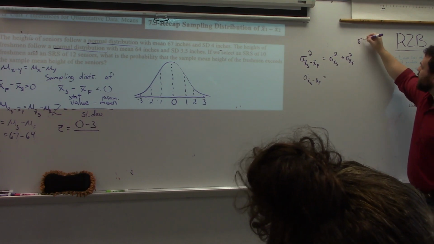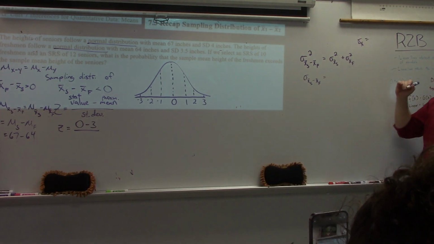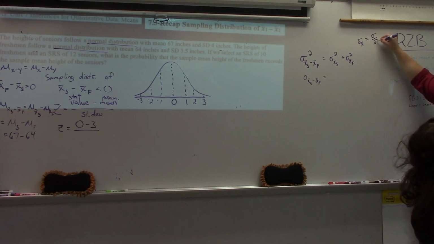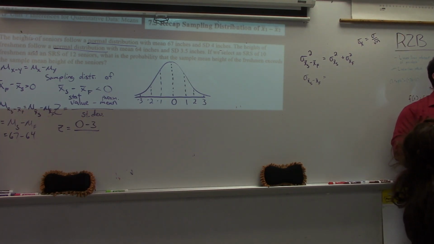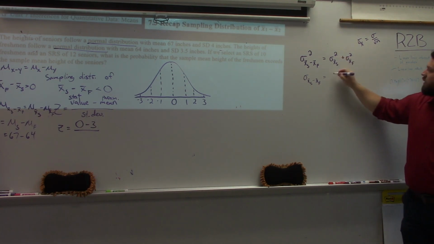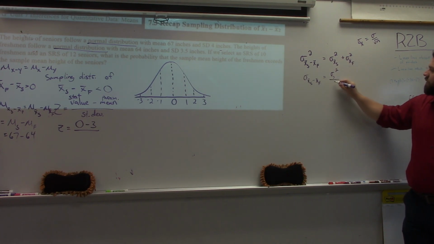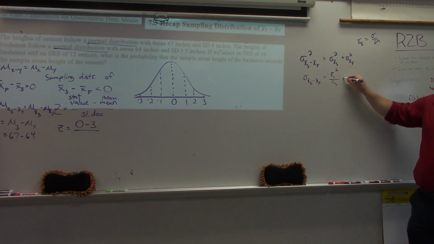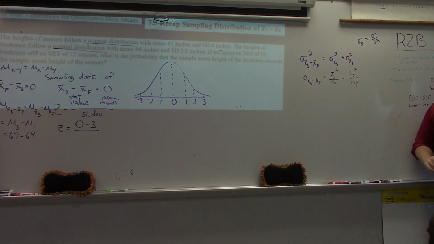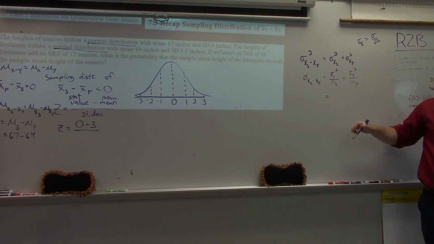How do I calculate the standard deviation of the sample mean? It's the population standard deviation divided by the square root of n, right? And so when I do my variance, it's going to be the variance of the seniors divided by the sample size of the seniors, plus the variance of the freshmen divided by the sample size of the freshmen. So that's what we're looking at there.